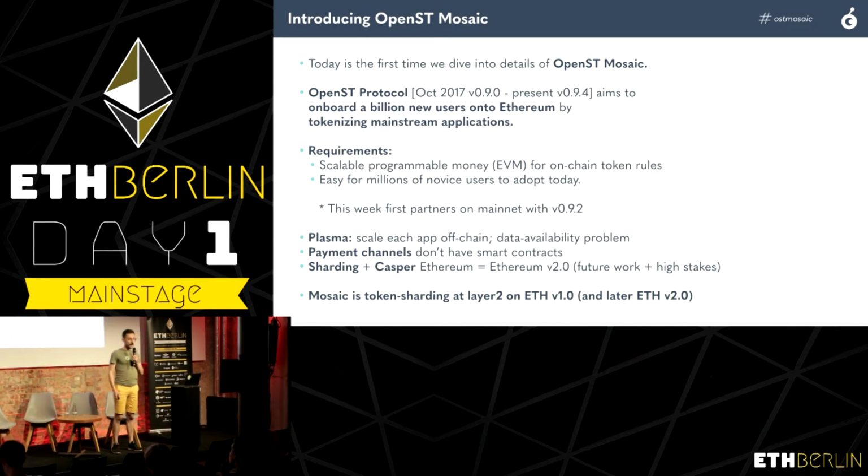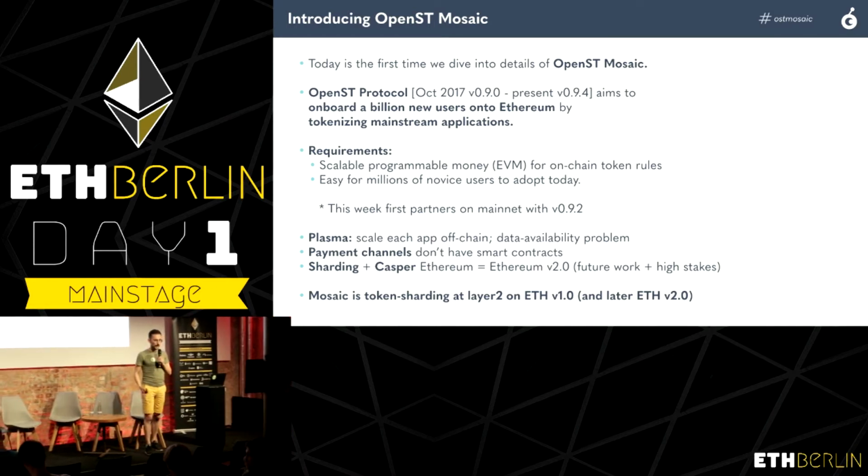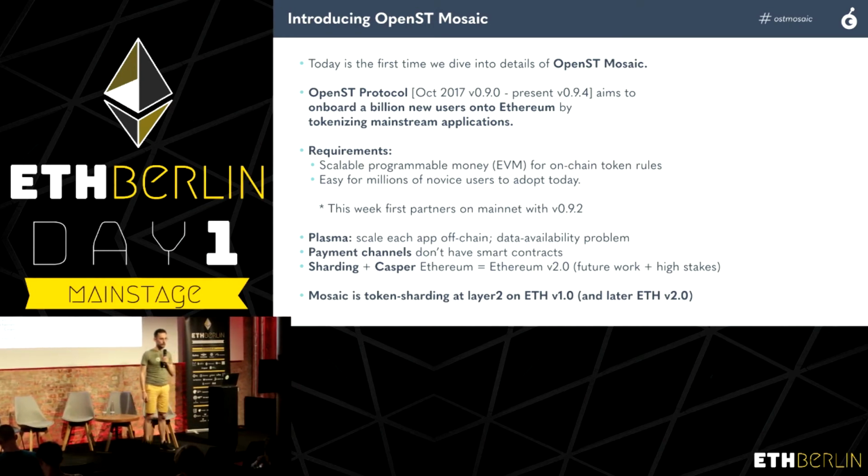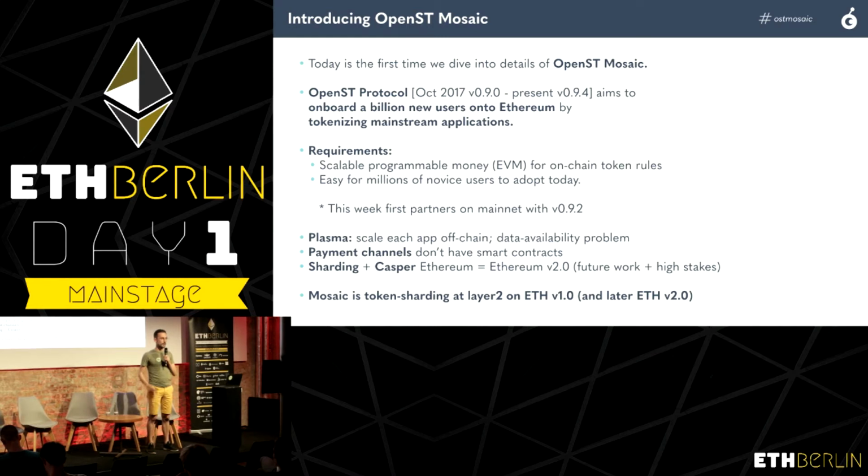But the requirements for that are that we need scalable programmable money. It also needs to be easy for millions of users to use and to adopt today. Just earlier this week, we moved version 0.92 of the protocol to mainnet. But what I'll be talking about today is, for the first time, OpenST Mosaic.